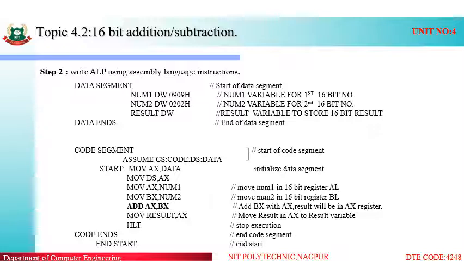whenever we add two 8-bit numbers, the result will be of 8 bit. Whenever we add two 16-bit numbers, the result will be of 16 bit. So the result variable will be of data type DW, that means 16 bit. What will be the result, we don't know, therefore we have kept the value as blank.